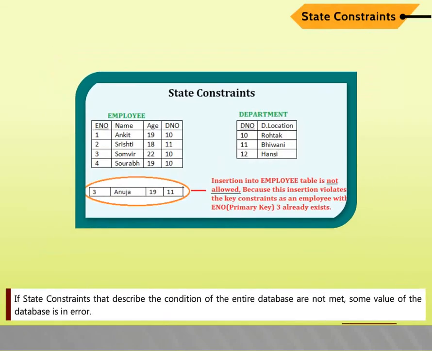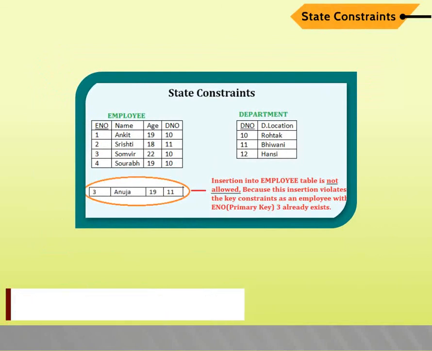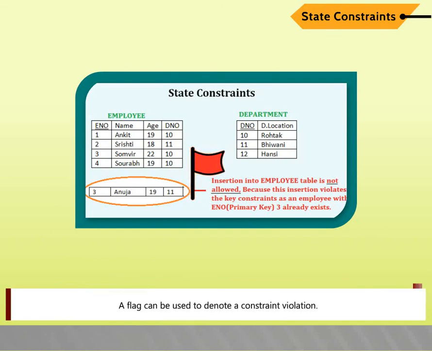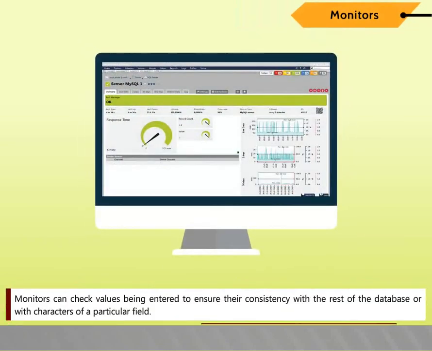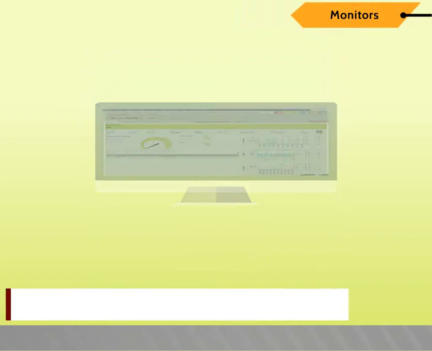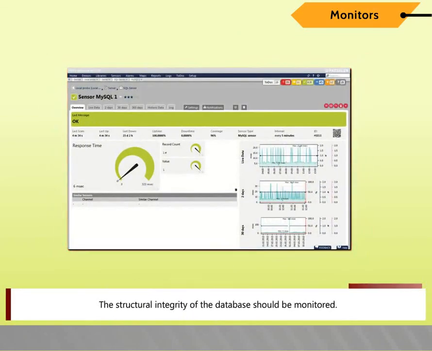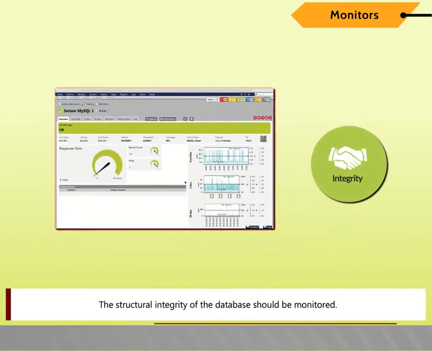State constraints. If state constraints that describe the condition of the entire database are not met, some value of the database is in error. A flag can be used to denote a constraint violation. Monitors. Monitors can check values being entered to ensure their consistency with the rest of the database or with characters of a particular field. The structural integrity of the database should be monitored.